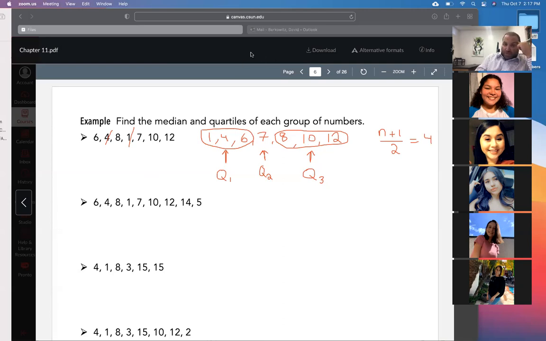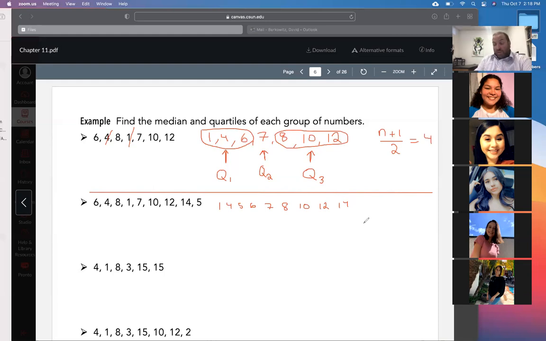So let's go ahead now and do the second one here on the list. Second example. First let's order them. What goes first? 1, then 4, then 5, then 6, 7, 8, 10, 12, 14. Let's just confirm: 1, 2, 3, 4, 5, 6, 7, 8, 9. Okay, wonderful. So the first thing we do is we order them.